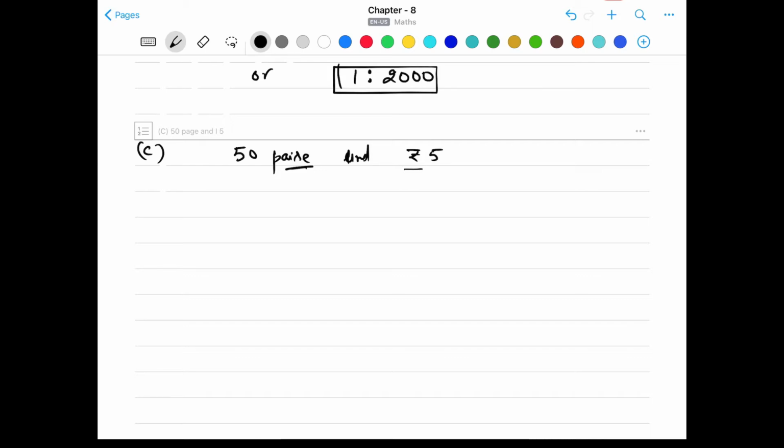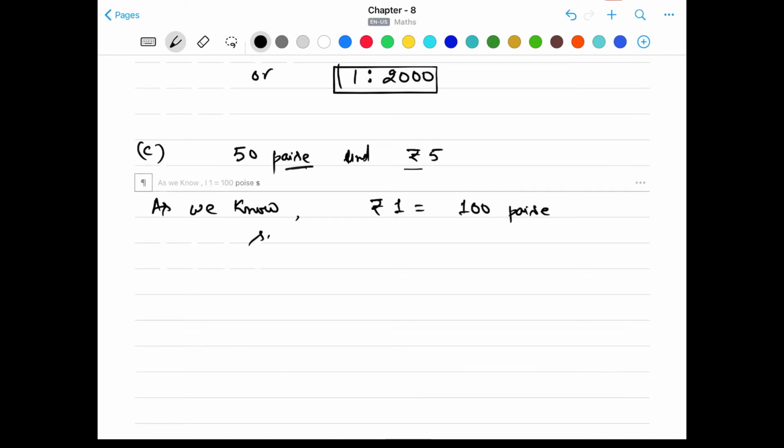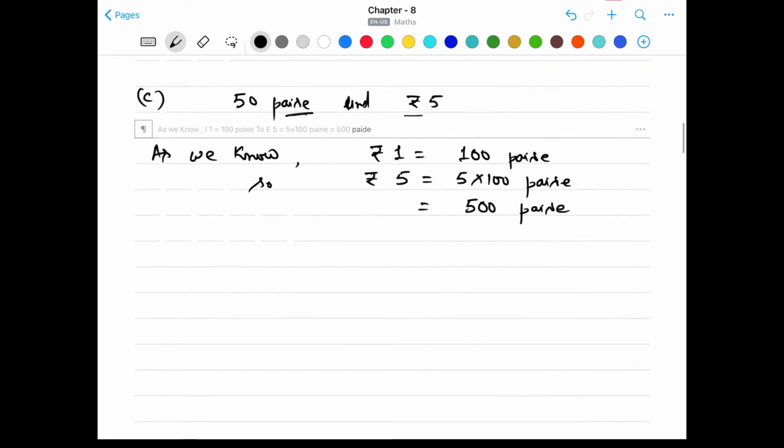Okay, so as we know, 1 rupee is equal to 100 paise. Okay, so 5 rupees will be equal to 5 into 100 paise. Okay, so that will be 500 paise. So 5 rupees is equal to 500 paise. So remember this, 1 rupee is equal to 100 paise.